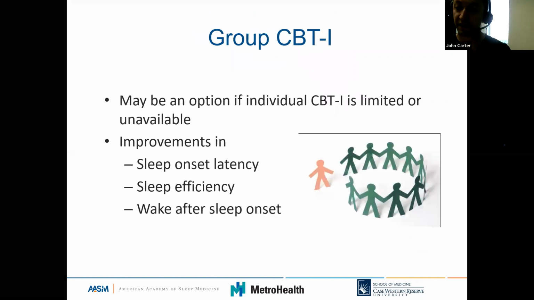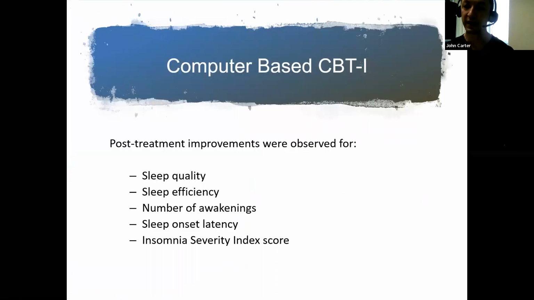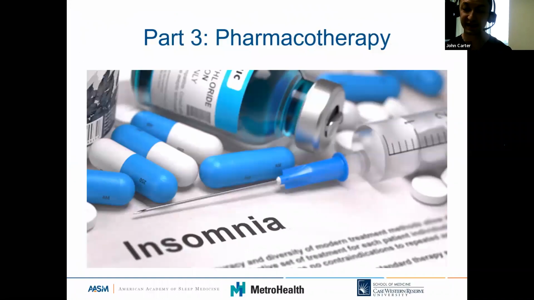There are lots of various iterations and variations of cognitive behavioral therapy. It can be performed in a group, and there's evidence supporting all of these various iterations. Group CBTI can work. Self-help CBTI, internet CBTI can help. Computer-based CBTI is an option.